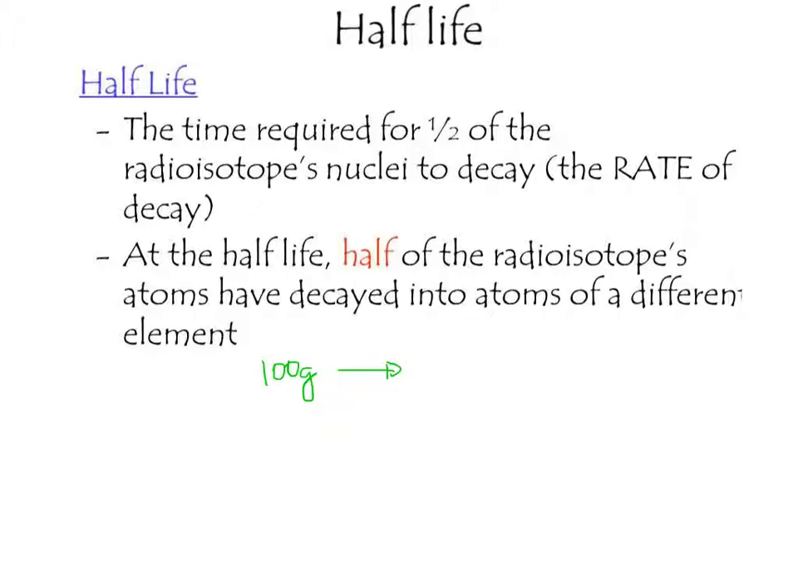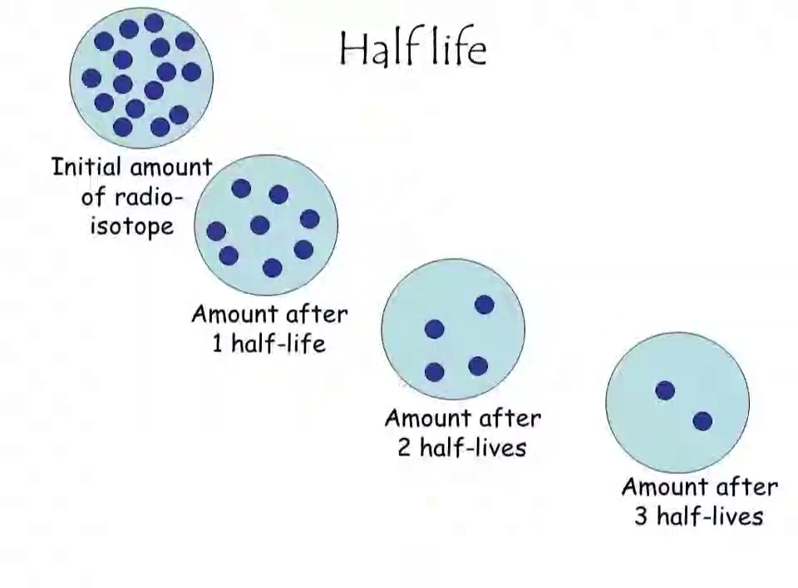That means I lose half of the original amount. So 100 divided by 2 is 50 grams. So I should have 50 grams left. And if I say it took 10 seconds for it to go from 100 to 50 grams, I'm letting you know that the half-life time is 10 seconds. So with each half-life, you lose half of the original amount.